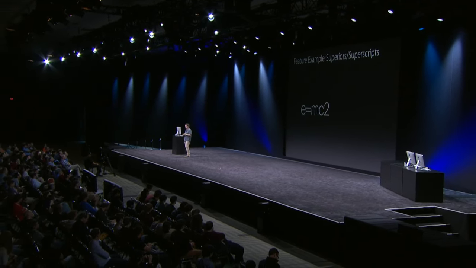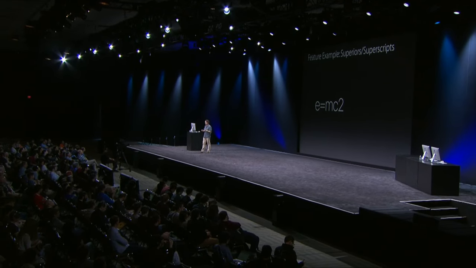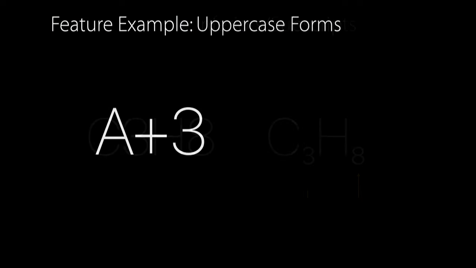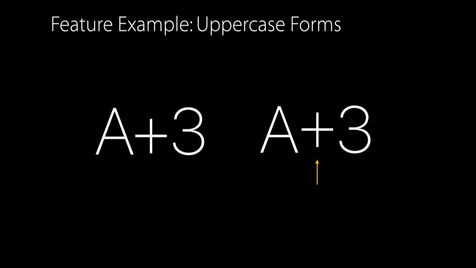So other features that are available to you are things like superiors and superscripts, or inferiors and subscripts, or also uppercase forms that are used when you want to typeset math symbols or other symbols in between numbers or capital letters. But there are some features in San Francisco that are really special to this design, and I just want to call them out to you.